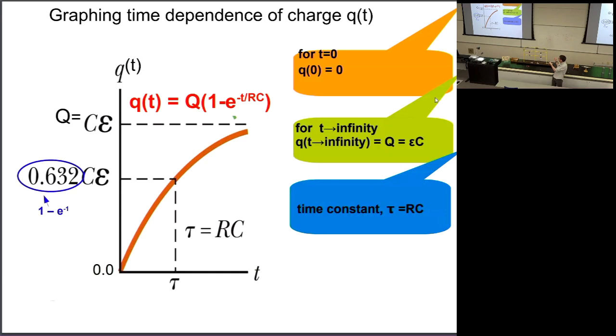It's all controlled by a quantity called a time constant. RC is that time constant. I wrote it down here. The bigger the RC, the bigger the time constant, the slower the capacitor charges. It takes longer to charge. The smaller RC, the shorter the time constant, the shorter it takes to charge the capacitor. So this is controlling how quickly or slowly the capacitor gets charged up.